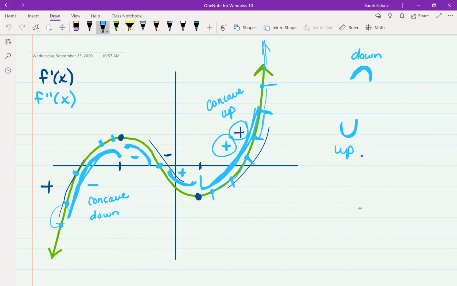In this area, the first derivative's negative the whole way. It's decreasing in this whole section, but the second derivative changes. It starts with a concave down section, but it ends with a concave up. There is a point here where it changes from one to the other. And that is an important point for us called an inflection point.